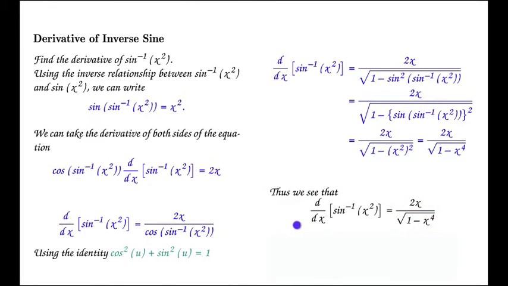We found that the derivative of the inverse sine of x squared is 2x over the square root of 1 minus x to the fourth. A more general way we can put this derivative for the derivative of the arc sine of a function of x is that the derivative of the inverse sine or arc sine of u is equal to 1 over the square root of 1 minus u squared times du dx. This is our chain rule piece.